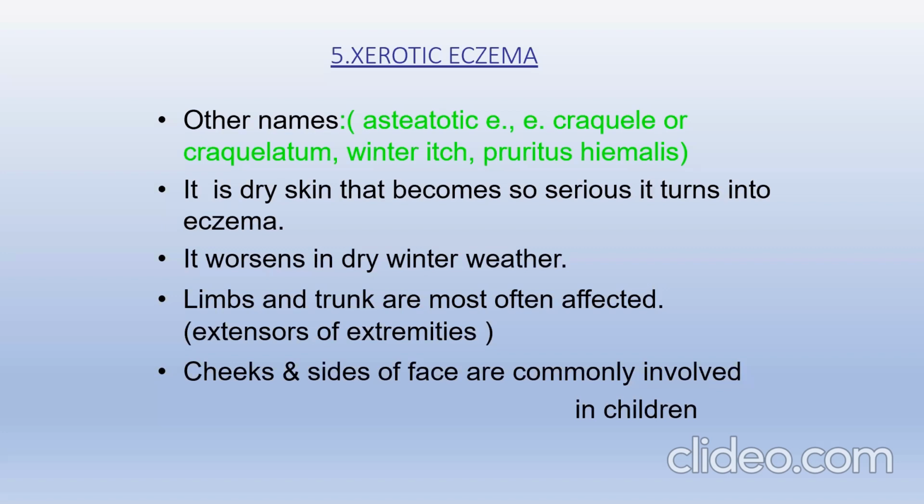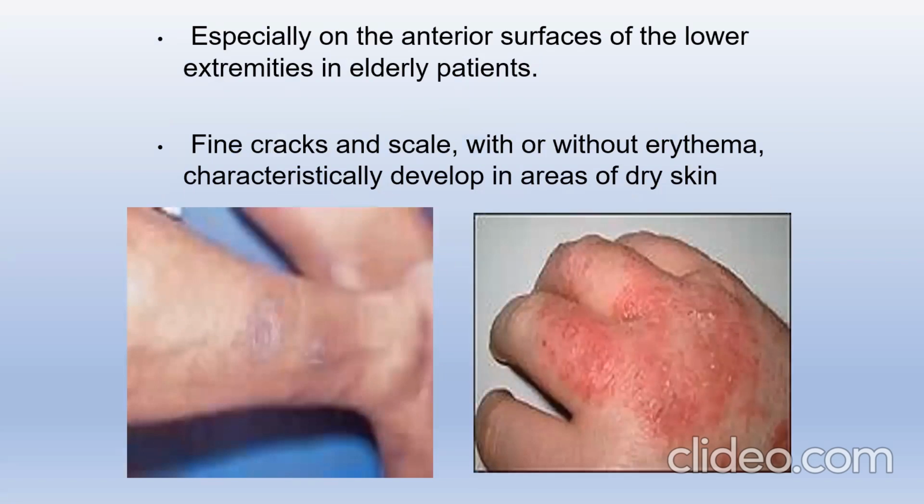It worsens in dry winter weather. Here, limbs and trunk are the most often affected. Cheeks and sides of the face are commonly involved in children. It is seen especially on the anterior surface of the lower extremities in elderly patients. And it shows fine cracks and scales with or without erythema, characteristically developed in areas of dry skin.